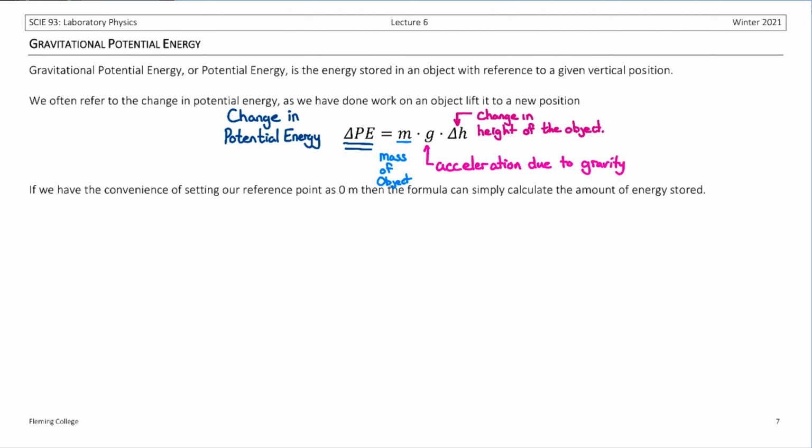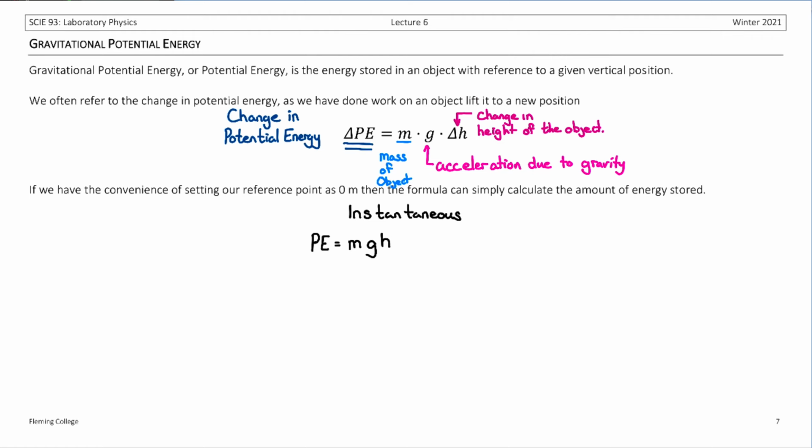If we have the convenience of setting our reference point as 0 meters and having that line up with the initial or final position, then our formula simply calculates the original amount of potential energy stored, and we wouldn't be calculating a change in here. So with reference to the point of 0, we could calculate an instantaneous potential energy. You can see here that this equation is linearly proportional. So more mass or more height means more potential energy.